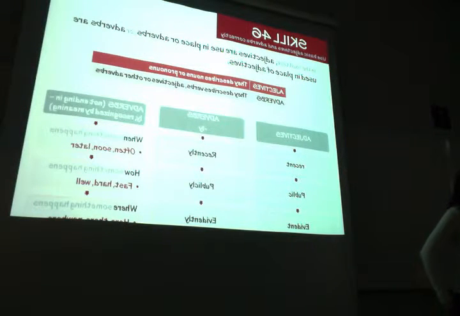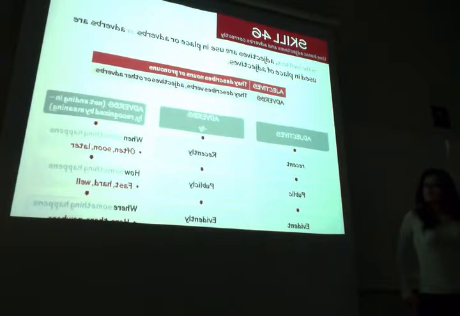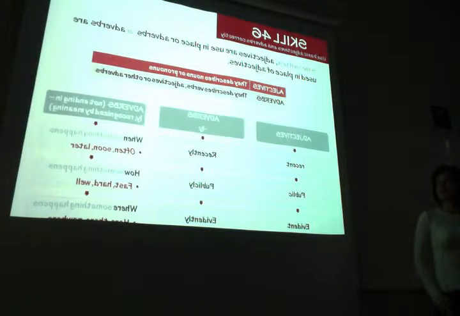The next skill is 46, and it's using basic adjectives and adverbs correctly. In the first chart, we have some explanations or tips to know what adjectives and adverbs are and their differences. Adjectives describe nouns or pronouns, and adverbs may describe other things like verbs, adjectives, or other adverbs.